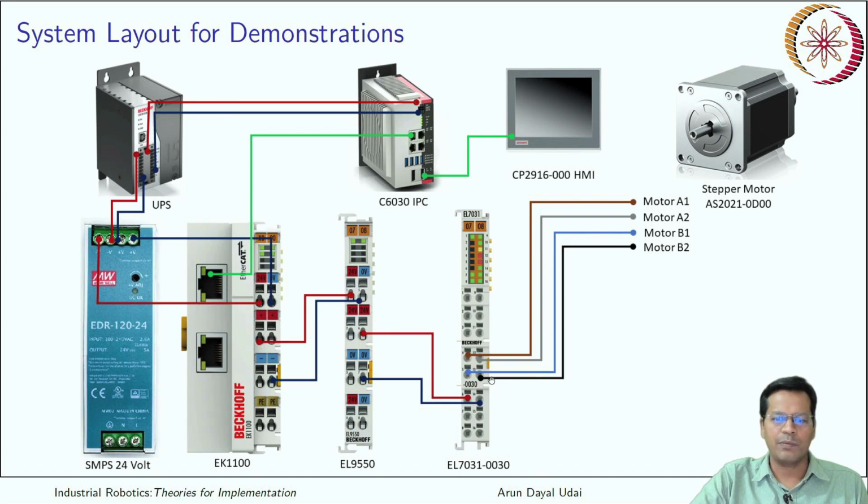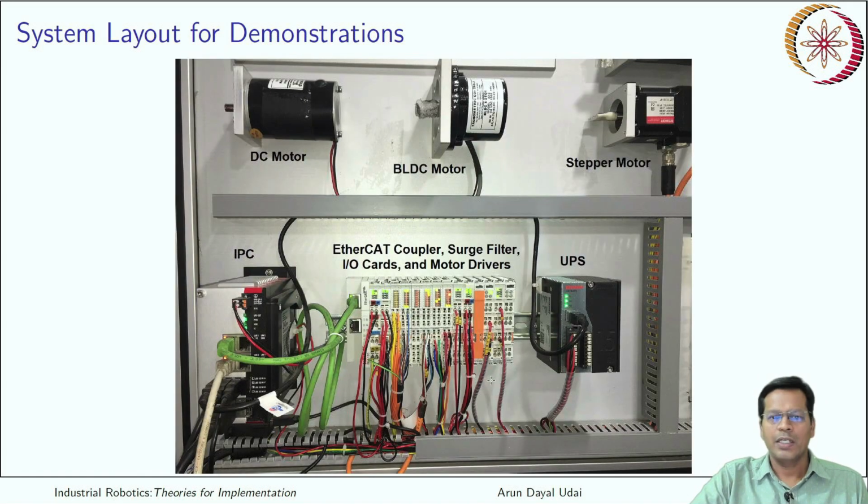Okay, so this is the setup which I have used. This is the physical setup that you can see. Forget about the DC motor and BLDC here. The stepper motor is fitted here. These are all EtherCAT. This first one is the EtherCAT coupler, then you have a filter, and then you have the rest of the motor drivers. This is your industrial PC.